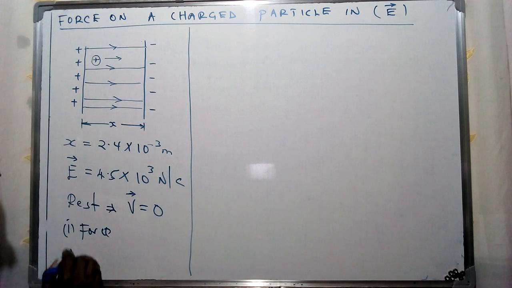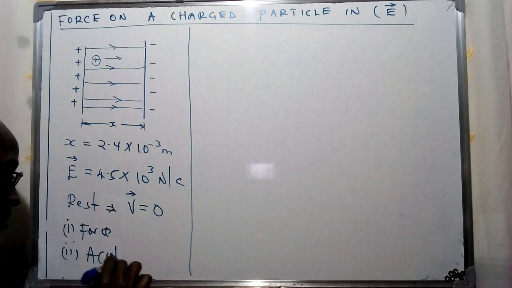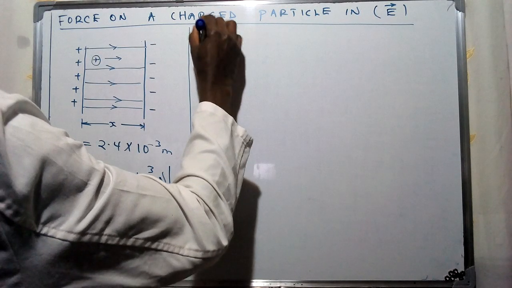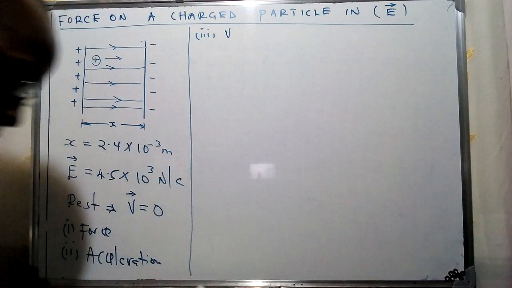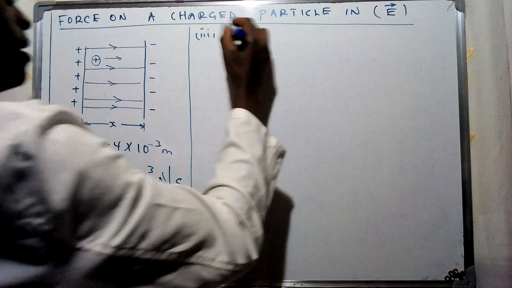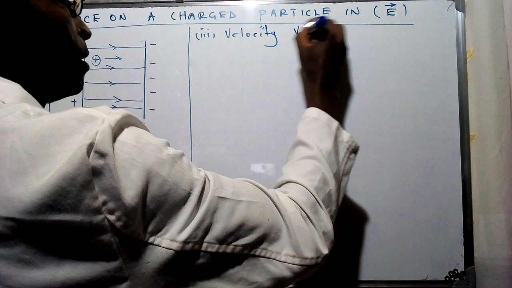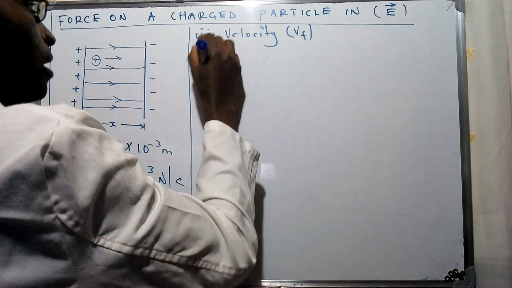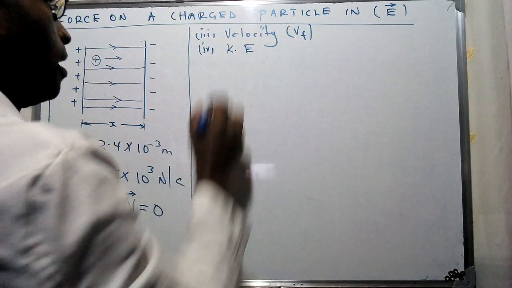And then second, we shall look at the acceleration of the proton. We will also be requested to find the velocity with which the proton is going to strike the negative plate, so we shall have the final velocity, which you can give in terms of these specific initials. And then we're going to look at the kinetic energy of the proton as it strikes the negative plate.